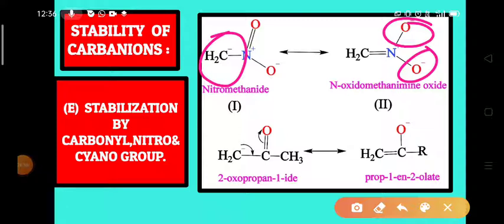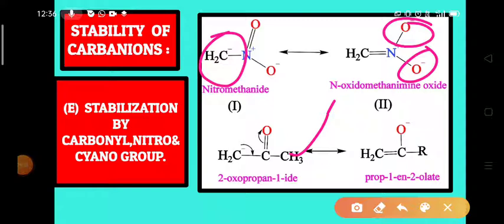Now we go for another example which is obtained from acetone. When one alpha hydrogen is abstracted from acetone, we get 2-oxopropane-1-ide. This is obtained from acetone, or propanone.